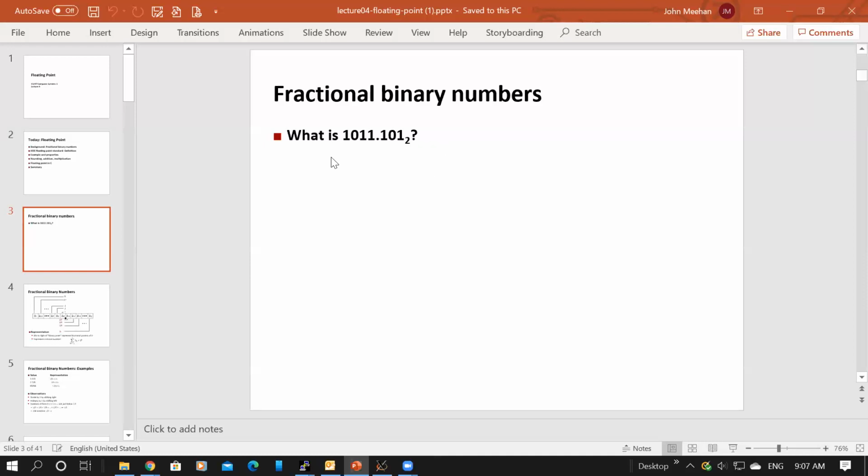So this number would be a 1 plus a 2 plus a 8, right? So this is 11 point, and then this is a half, and that's an eighth, right? So this is 11 and 5/8 in decimal, or written as a fraction. Any questions about that? Positional notation, the same regardless of the base of the number system, right?